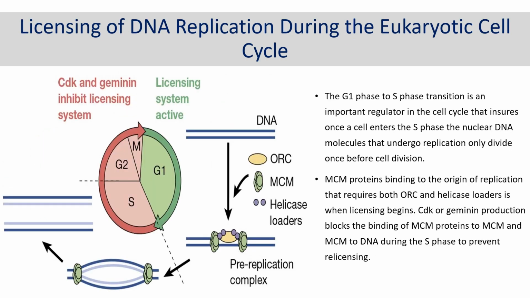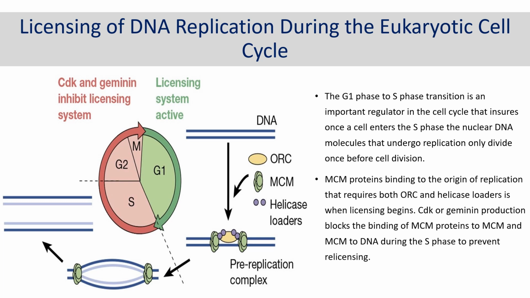So this is licensing of DNA replication during the eukaryotic cell cycle. The transition to S phase from G1 is a key point in the cell cycle, and it confirms that a cell's nuclear DNA that has entered the S phase for replication only divides once before cell division. Licensing begins when the ORC and the helicase loaders help MCM proteins bind to the DNA at the origin of replication.